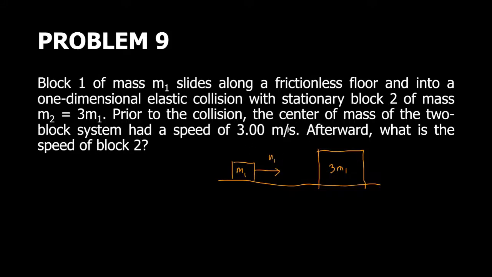But what is indicated here is that the center of mass has a speed of 3 meters per second. We'll use a sign convention. We don't know the direction of the center of mass yet, but it is moving at a speed of 3 meters per second. We're finding the speed of block 2 after the collision.